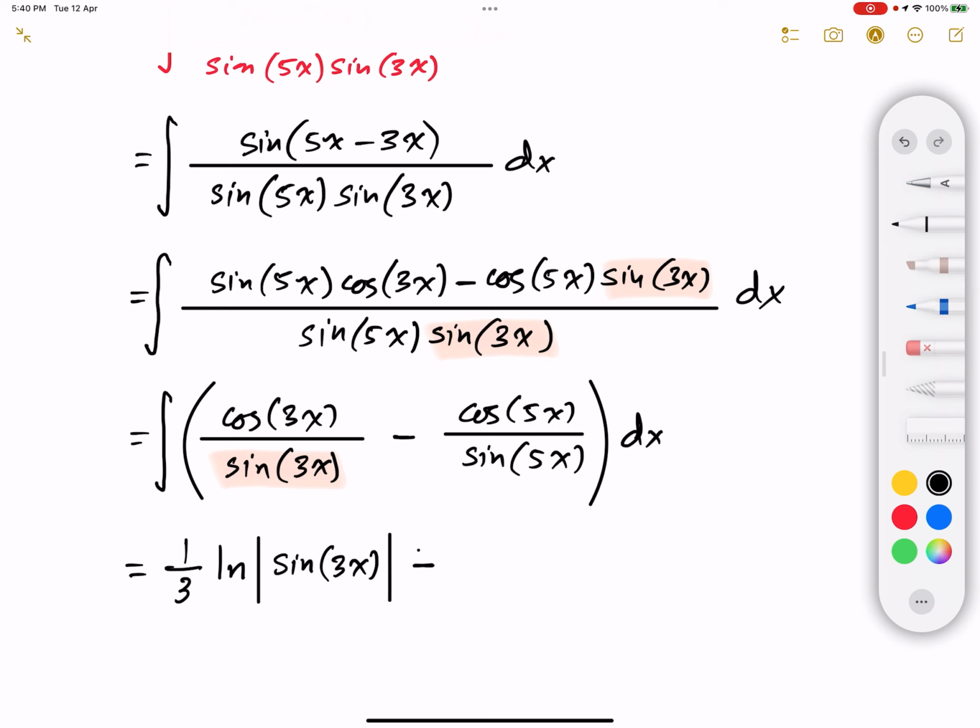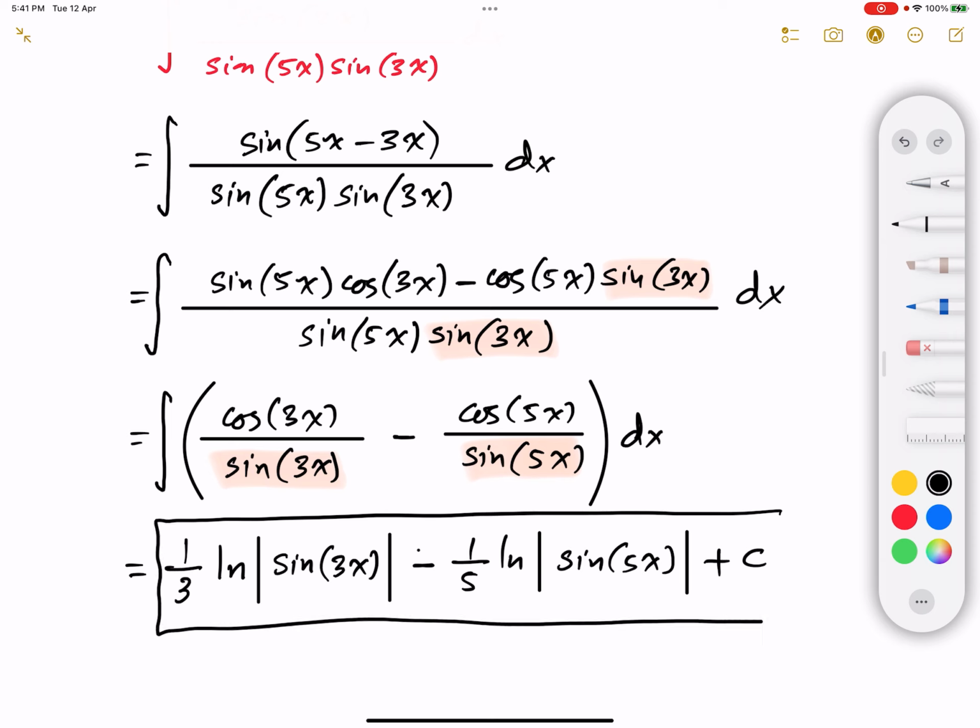We can do the same thing in the second term. The derivative of the denominator is 5 cosine 5x, and we have cosine 5x here, so there's a 5 missing. We multiply by 5 and divide by 5, and that gives us 1/5 the natural logarithm of the absolute value of the denominator, which is sine 5x. We close the absolute value, and also plus c, and that is the answer to this problem.